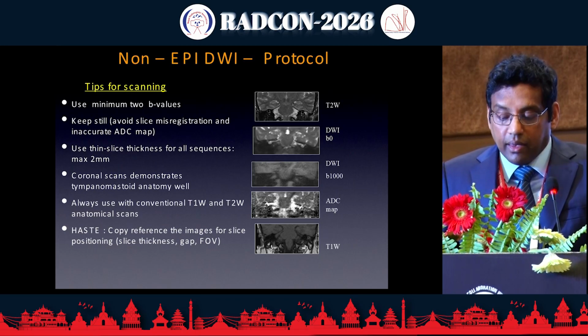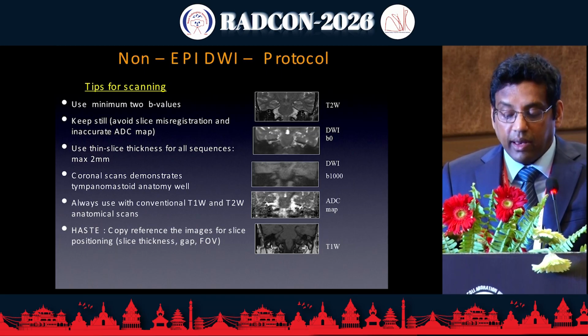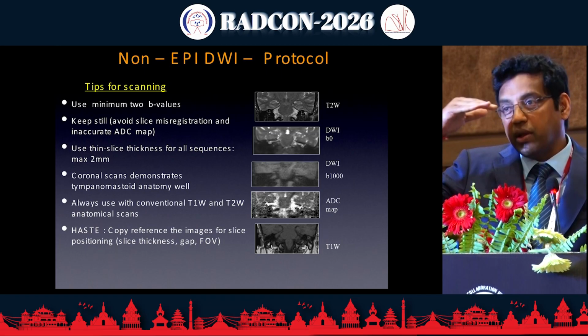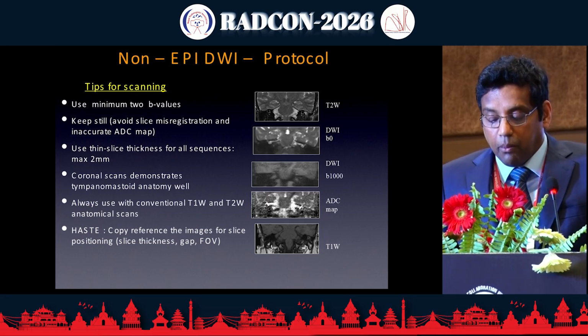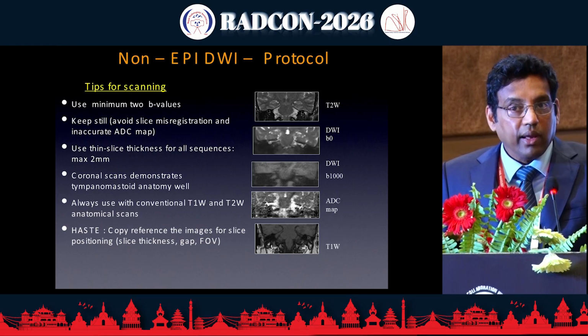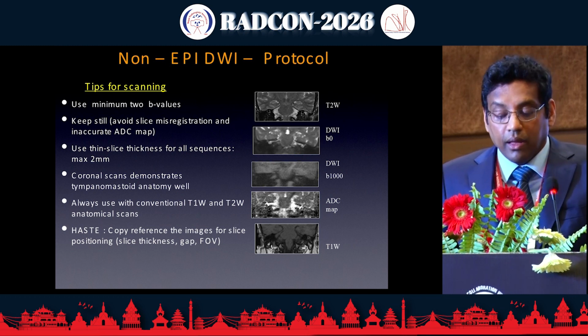Coronal scans demonstrate tympanomastoid anatomy very well. Epitympanum, mesotympanum, hypotympanum, you can see it very clearly. Always use T1, T2 for anatomy, because you want to make sure that the restricted diffusion you are seeing is in the middle ear cavity and not outside it. Cholesteatoma is always in the middle ear cavity and mastoid, not outside it.